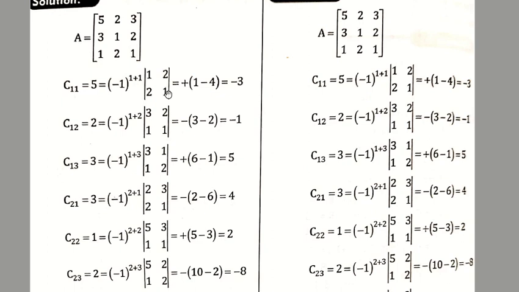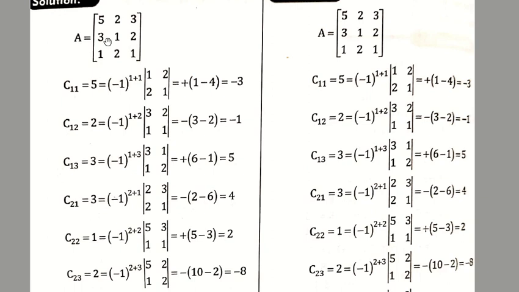So now you're supposed to solve it. 1 into 1 is 1, 2 into 2 is 4. So 1 minus 4, and minus 1 to the power of 2, which is plus. So plus into minus is minus 3, that is your answer. So that is how you're supposed to find out each and every element.